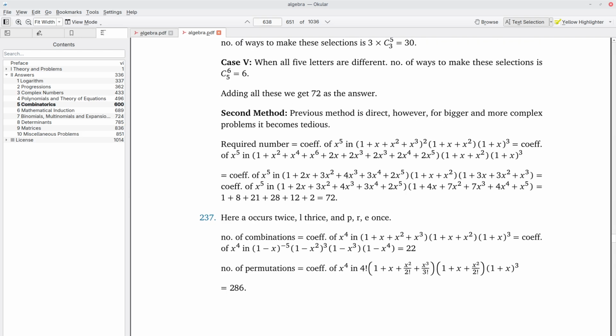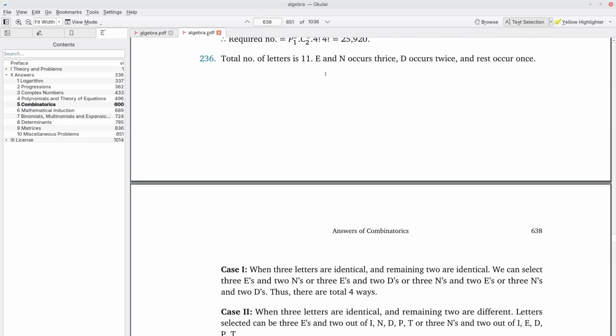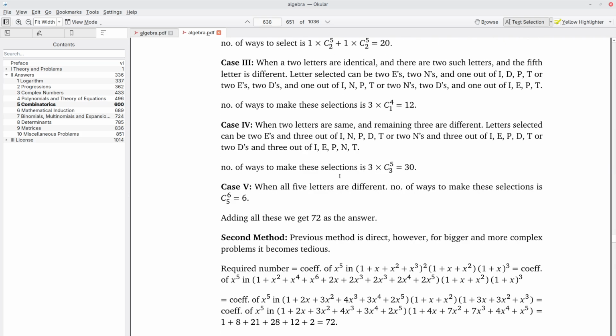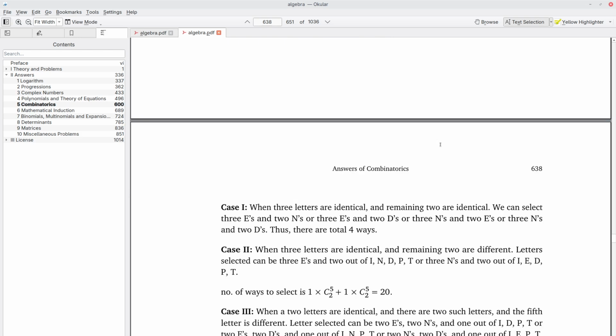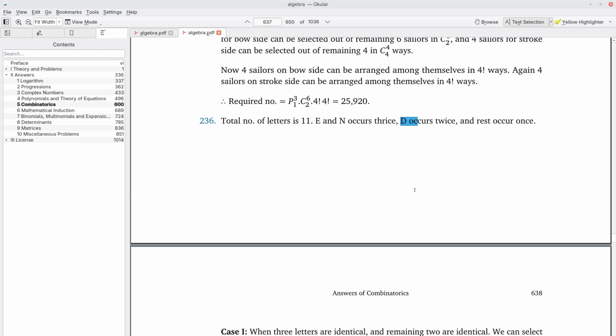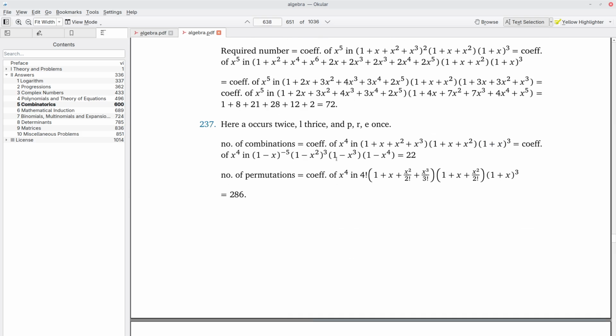The other method is the coefficient of x to the power 5 in (1 plus x plus x squared plus x to the power 3) squared. The powers up to 3 are chosen because we have 3 E's and 3 N's, and that's why it is squared. The second factor is 1 plus x plus x squared, that is up to the power of 2 for D, and I is unique, so the power is 1, and then the other letters are unique, so (1 plus x) to the power 3. And then it's a matter of solving like previous problems to arrive at the answer.